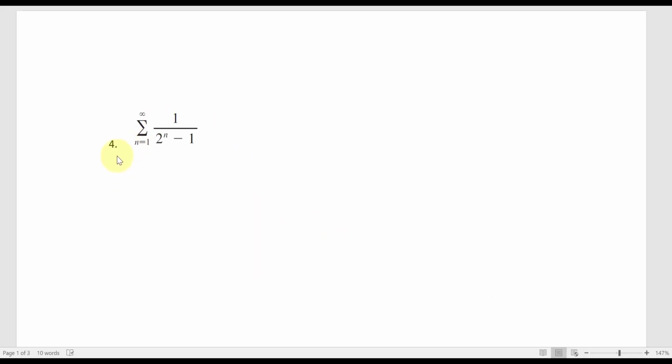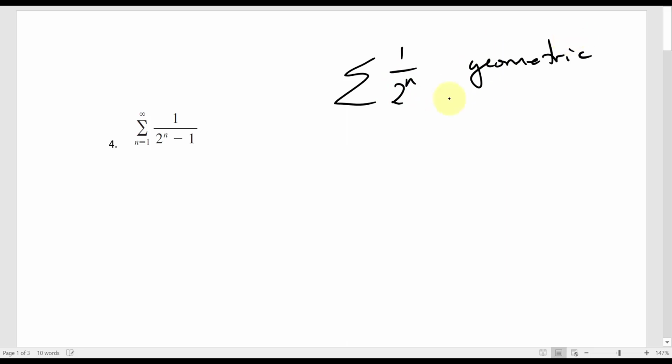Okay, next, example number 4, the infinite series 1 over 2 to the power n minus 1. First thing you might think of, if you drop out the minus 1, which seems insignificant, is to look at this infinite series, 1 over 2 to the n. This is geometric, and because r equals 1/2, and that in absolute value is less than 1, we know that it's convergent. This is a convergent geometric series, and it's very similar to this one. So perhaps you would think of a direct comparison.